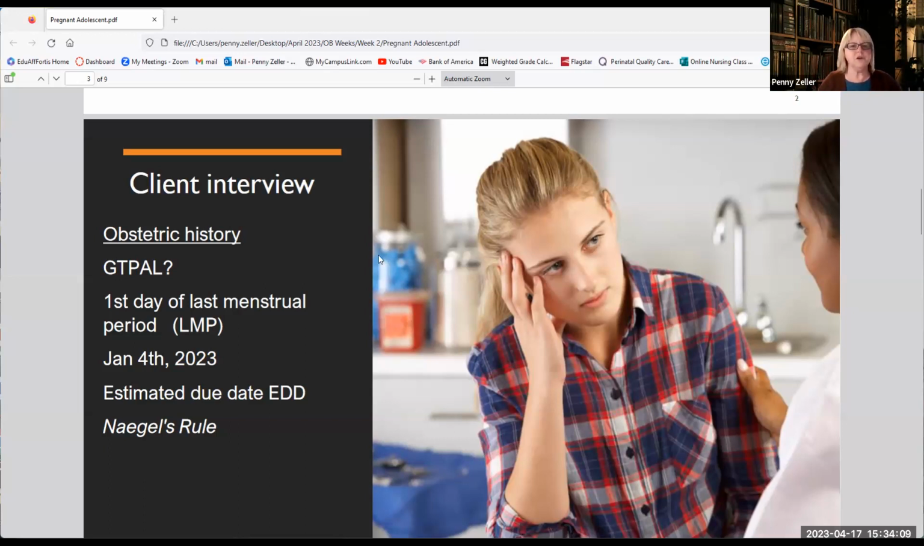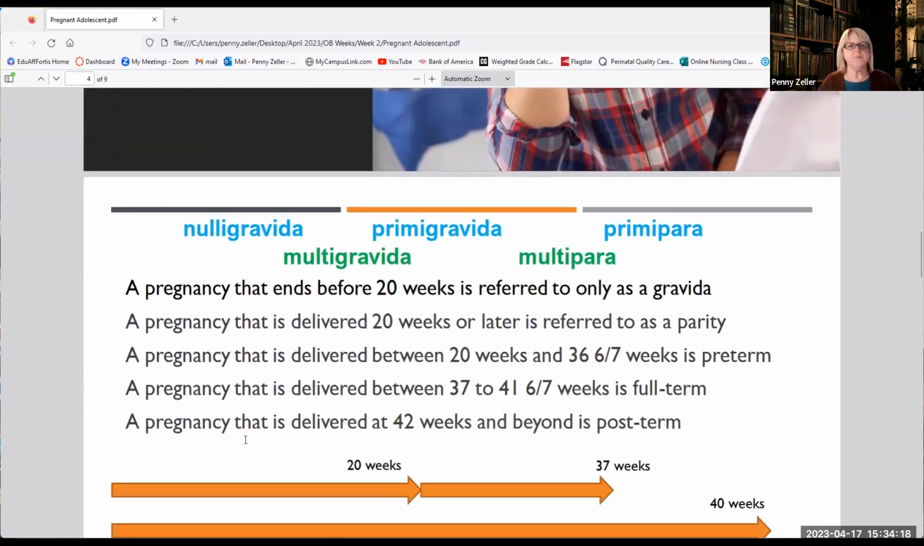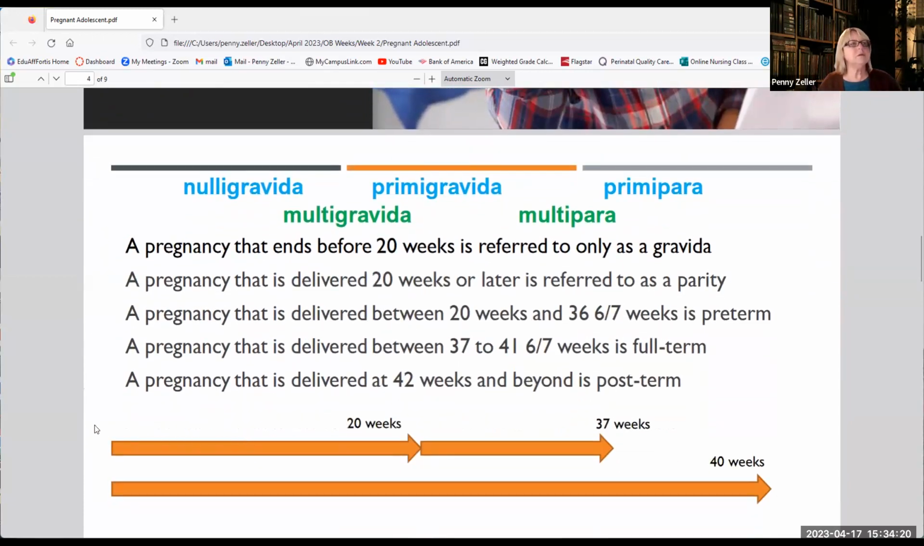Okay, so we'll practice those. So that's how we estimate when she's due. And that's called Nagel's rule. Okay. Some other terms that you need to know, and let's determine. So, nulligravida, multigravida, primigravida. The word nulli means none.